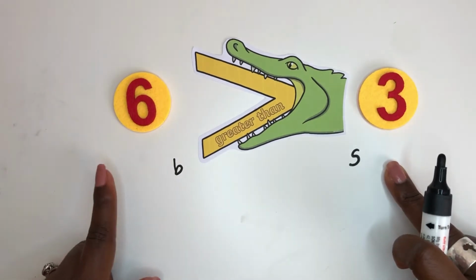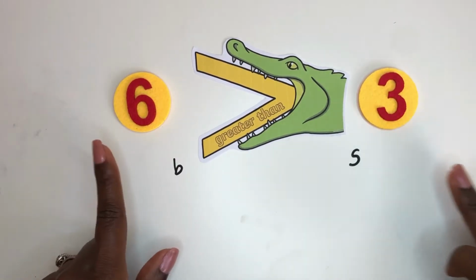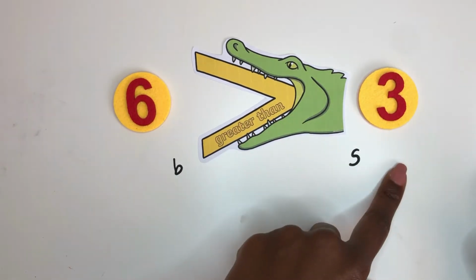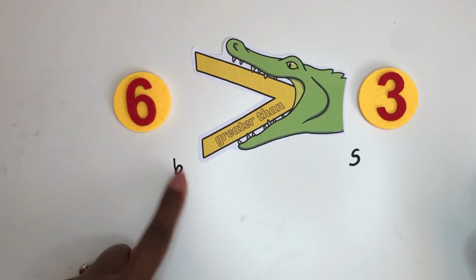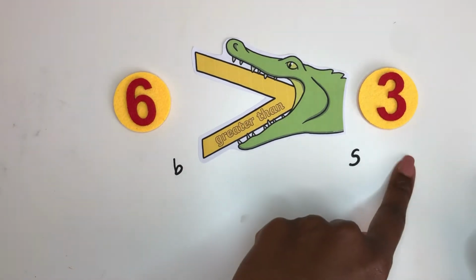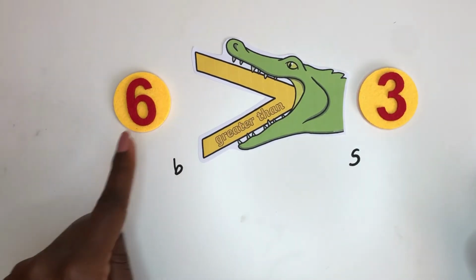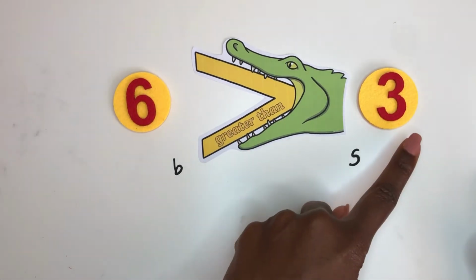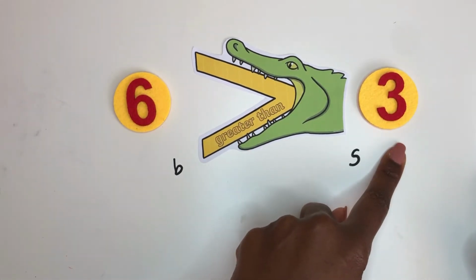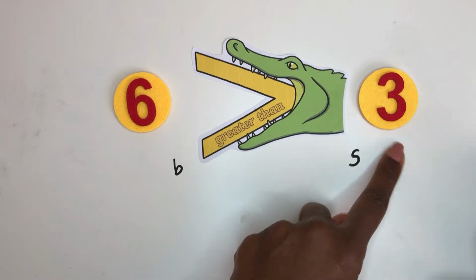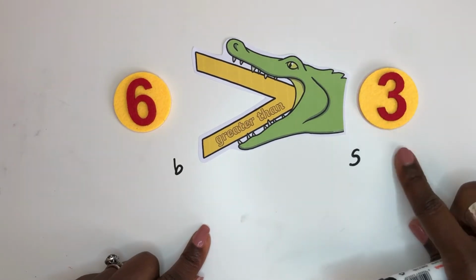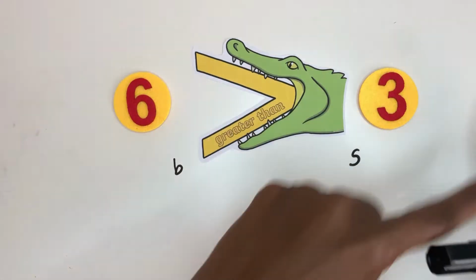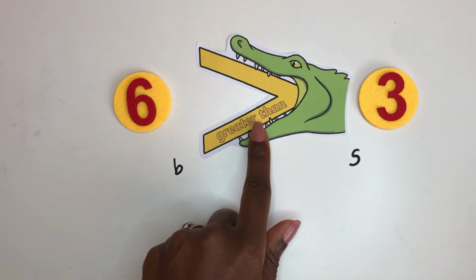3 is less than 6, which means 6 is greater than 3, which is true. 6 is bigger than 3 because 3 is smaller. So 6 is greater than, that's the sign, greater than 3. And just to check, I think of it and I think, this is my small number. My small number is so hungry it needs to eat my big number. So I can use my crocodile mouth to help me figure it out.